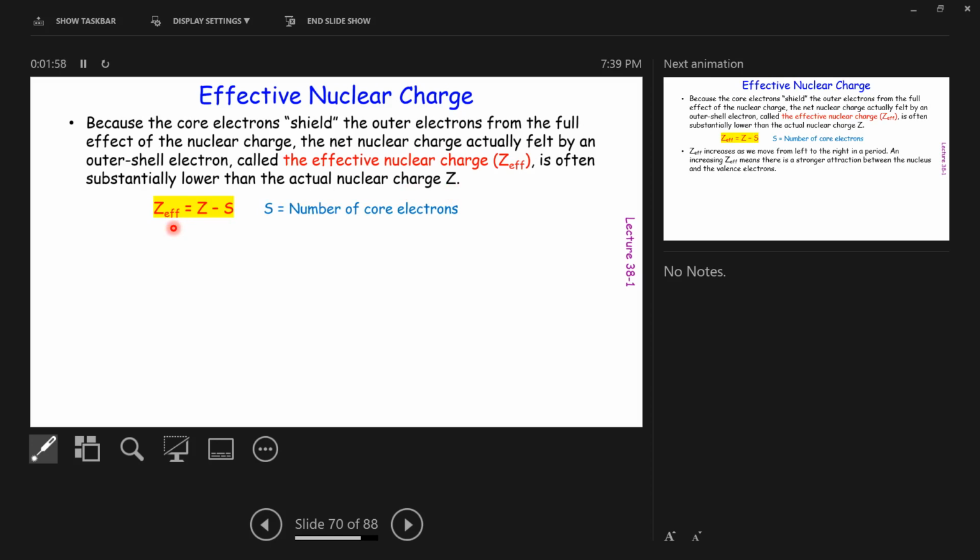The equation for calculating the effective nuclear charge is atomic number, that is also the actual nuclear charge, subtracted by S. S here means shielding. The S value is actually the number of core electrons, because core electrons shield the outer electrons.